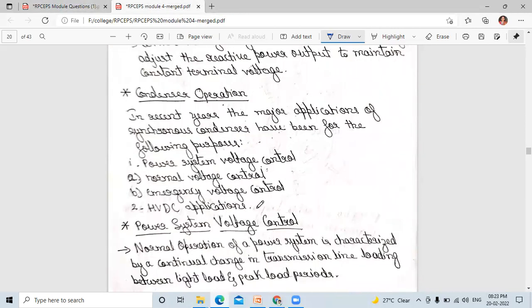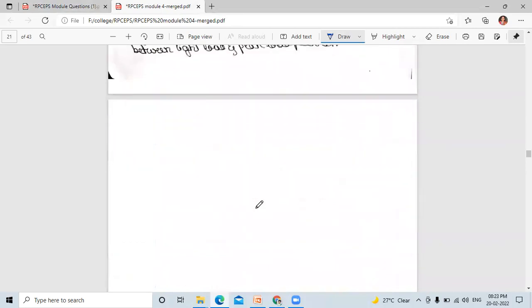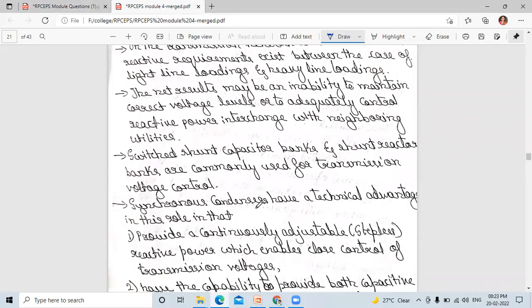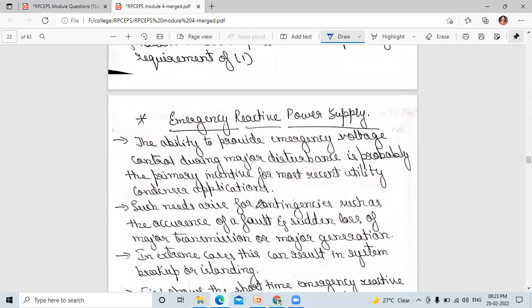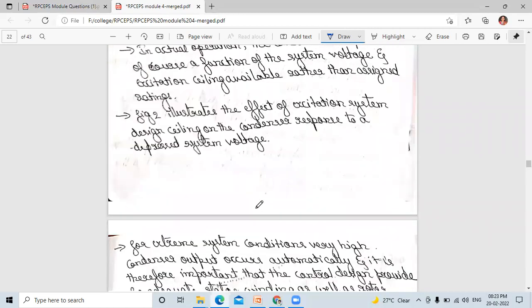They may ask for 5 marks. You need to write at least 5 points regarding that. If they ask for 10 marks for emergency reactive power supply, you need to write all the sentences. Depending upon marks, you can write.